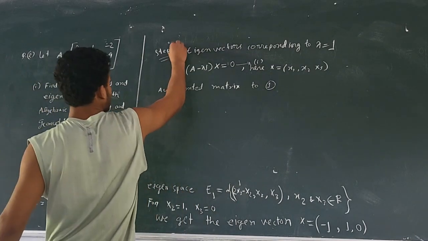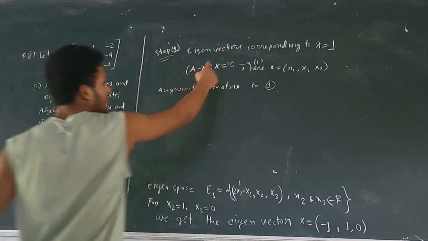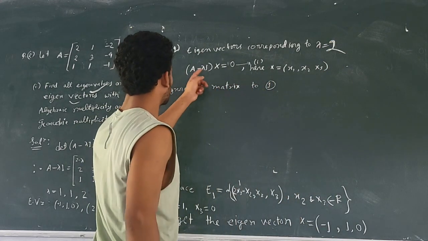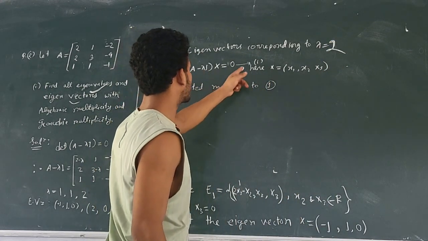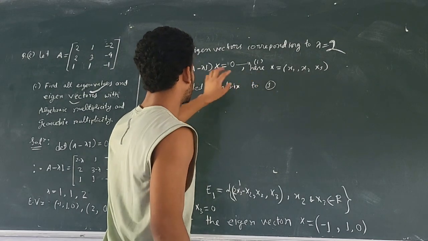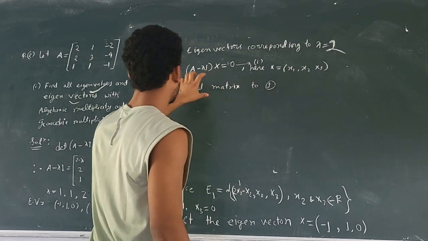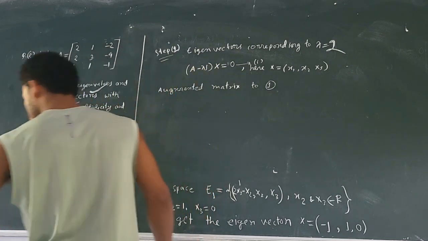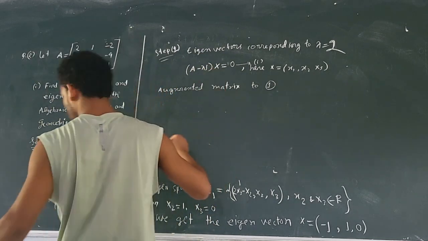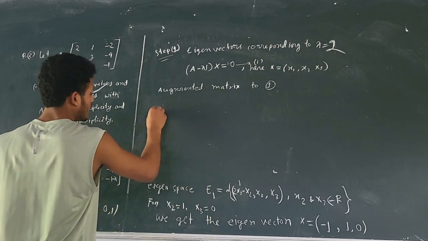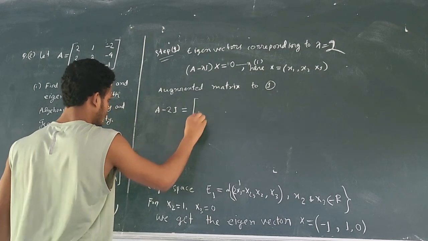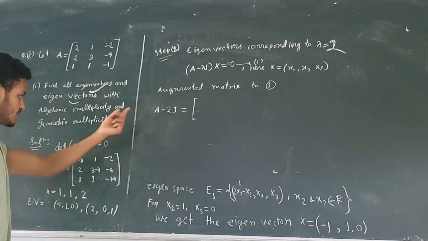Now, step 2: eigenvectors corresponding to lambda equal to 2. So A minus lambda I is equal to 0 here. Put lambda equal to 2, so it will be A minus 2I. And what will be this matrix? You will get it from here.